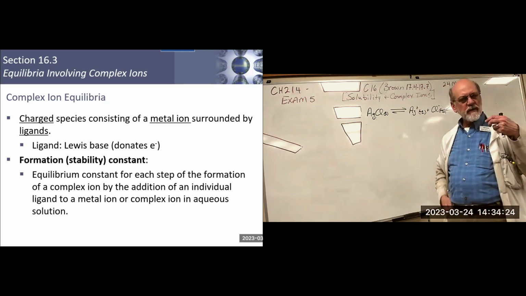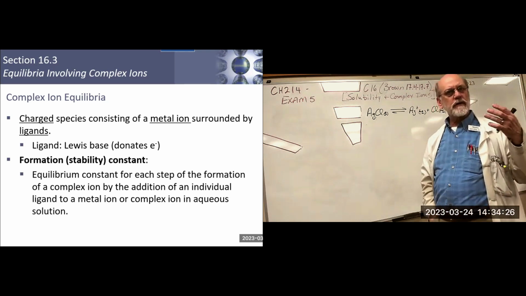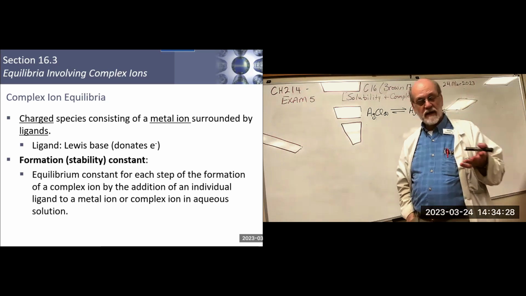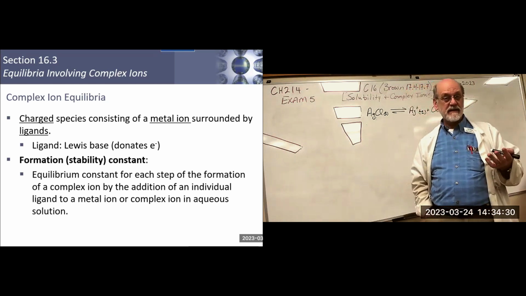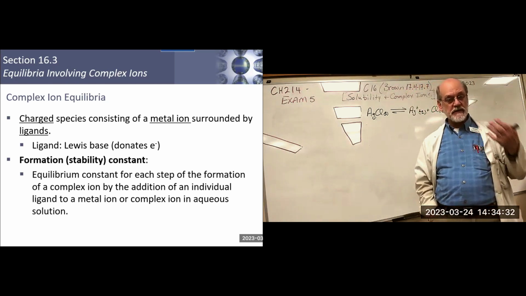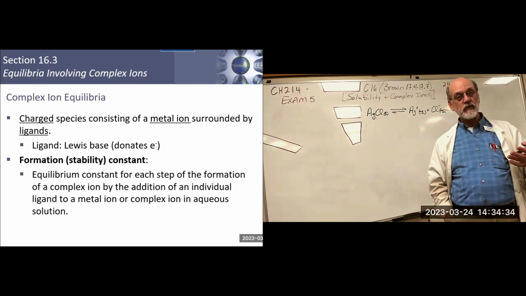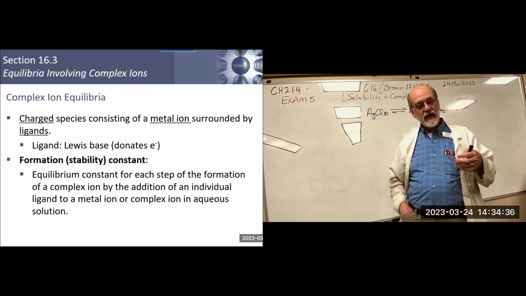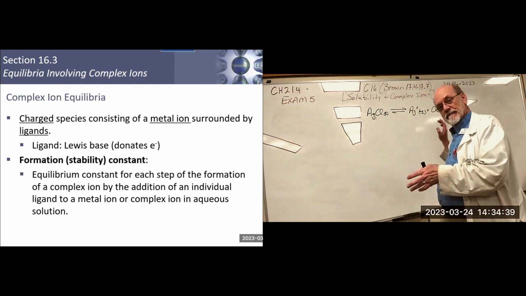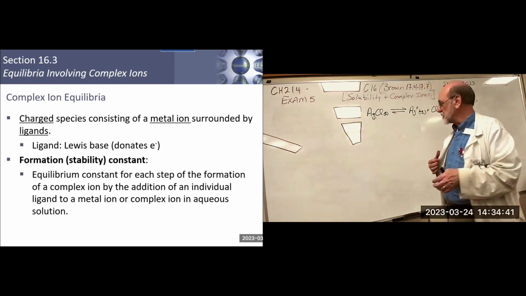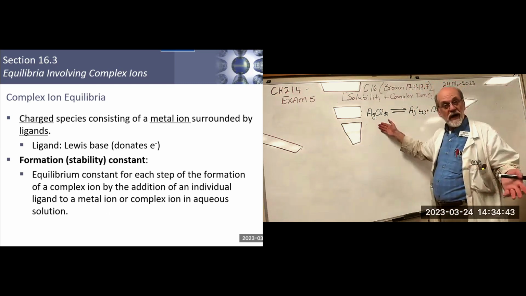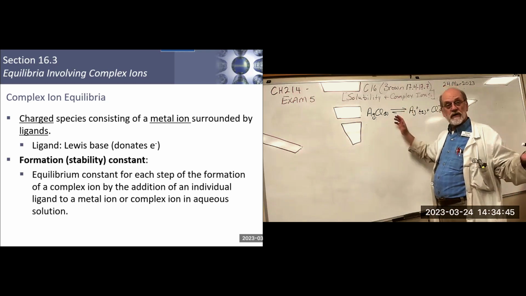Remember when we were talking about silver phosphate? If we added acid, we could increase its solubility because we would remove phosphate and shift the equilibrium to the right. But what about silver chloride? If you add acid, you get no results whatsoever.